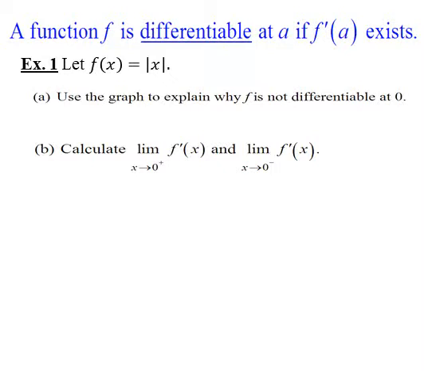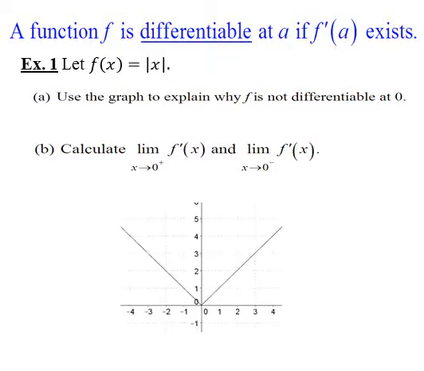In our first example, let's consider the function f of x equals absolute value of x. In part A, we're asked to use the graph of the function to explain why it doesn't fit the definition of differentiable at 0. The derivative at 0 will only exist if the limit of the slope of the secant lines around 0 exists. In turn, this means that the limit of the slopes of the secant lines on the left side of x equals 0 must be the same as the limit of the slopes of the secant lines on the right side of x equals 0.